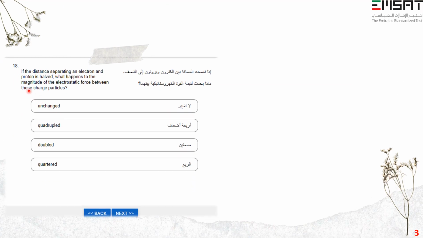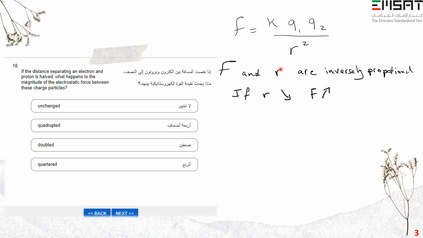Next question. If the distance separating an electron and proton is halved, meaning cut in two or divided by two, what happens to the magnitude of the electrostatic force between these two charges? So what will happen to the force between the charges if the distance is reduced to the half? To solve this question, you need to remember Coulomb's law, which is F equals K multiplied by Q1, Q2 over distance squared.